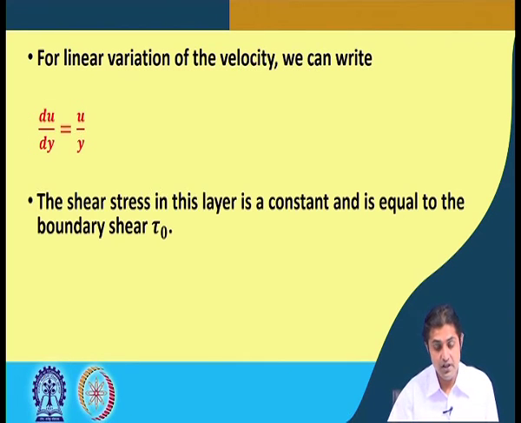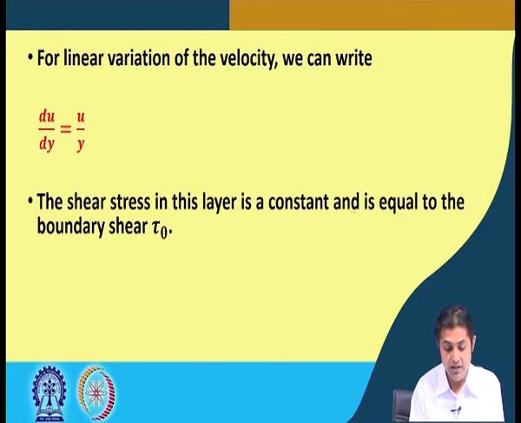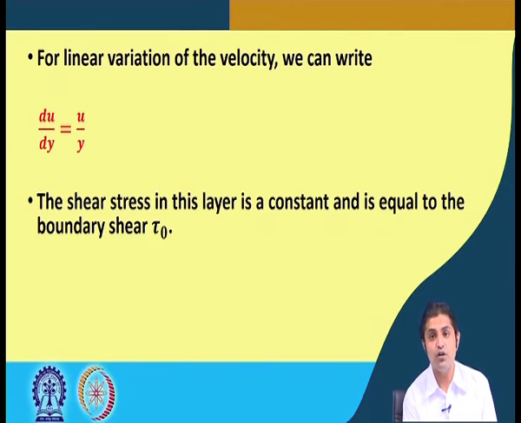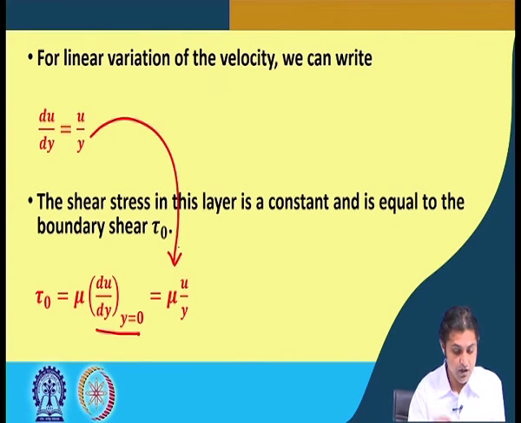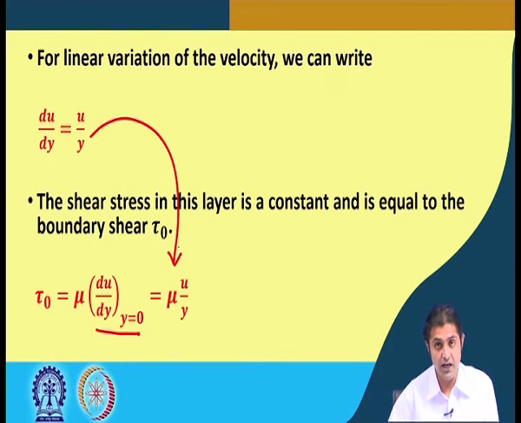Now, the shear stress in this layer is constant and is equal to the boundary shear stress given by tau naught, as we have already been using for the shear stress near the wall. This is also like a wall, this is the boundary, and therefore, we can write tau naught is equal to mu du dy at y is equal to 0. Or using this equation we can write mu u by y.